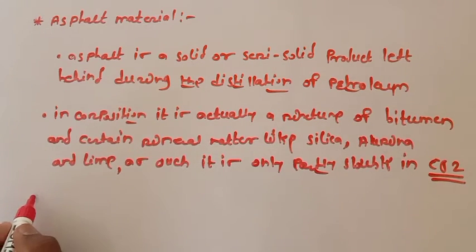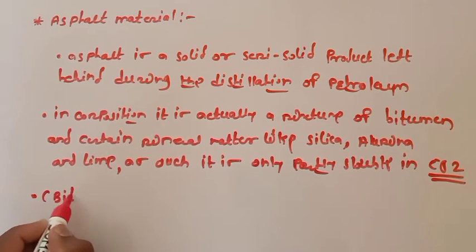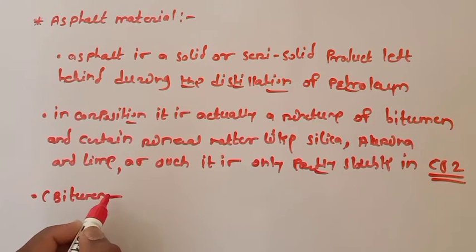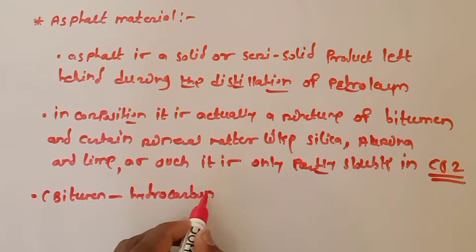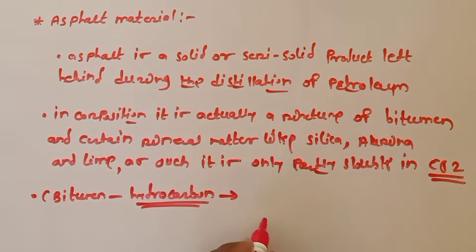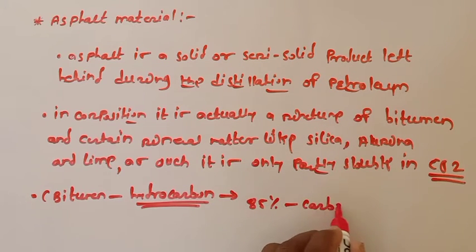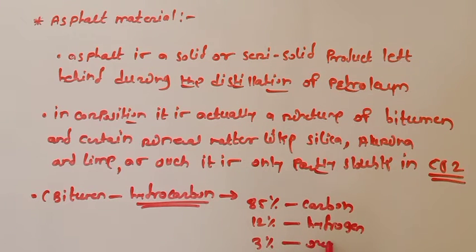So if you consider this bitumen, it is a hydrocarbon having a composition of 85% carbon, 12% hydrogen, and 3% oxygen. So it is actually the byproduct left behind during the distillation of petroleum.